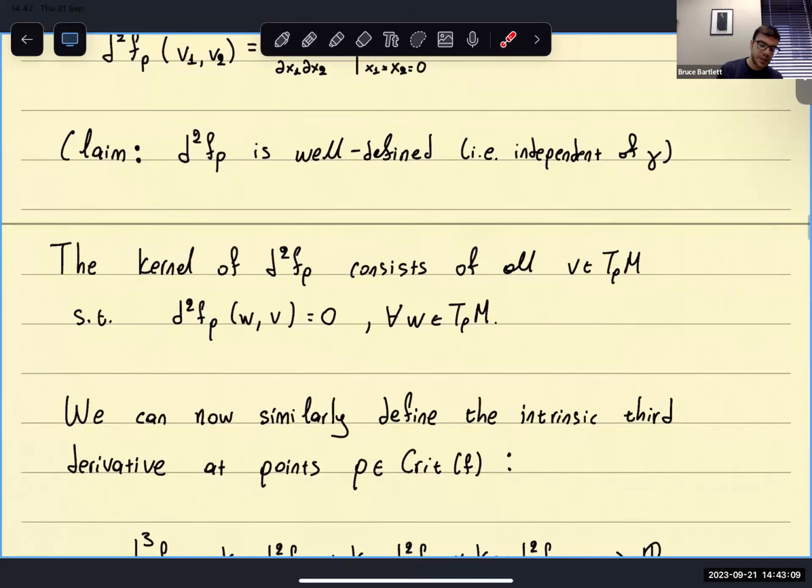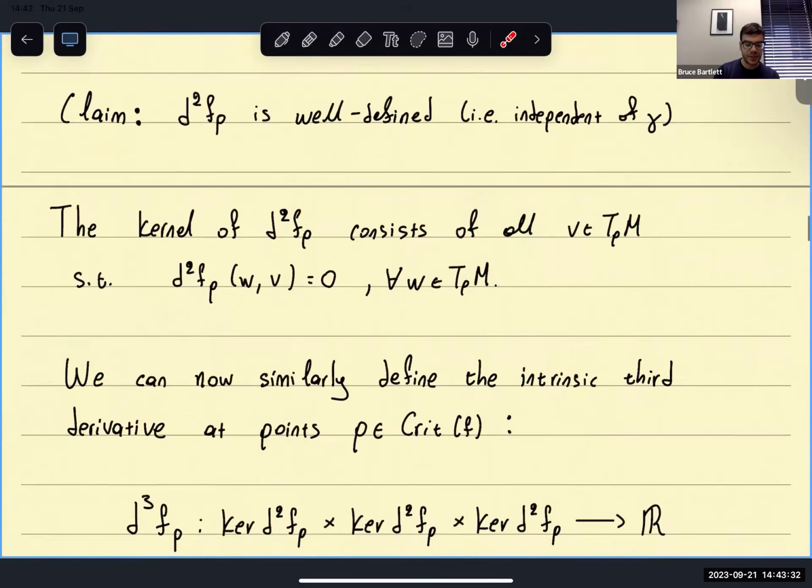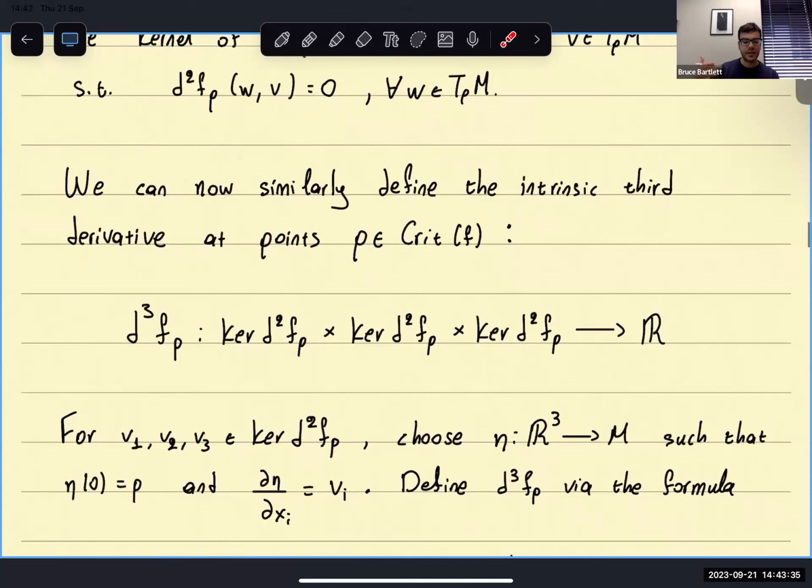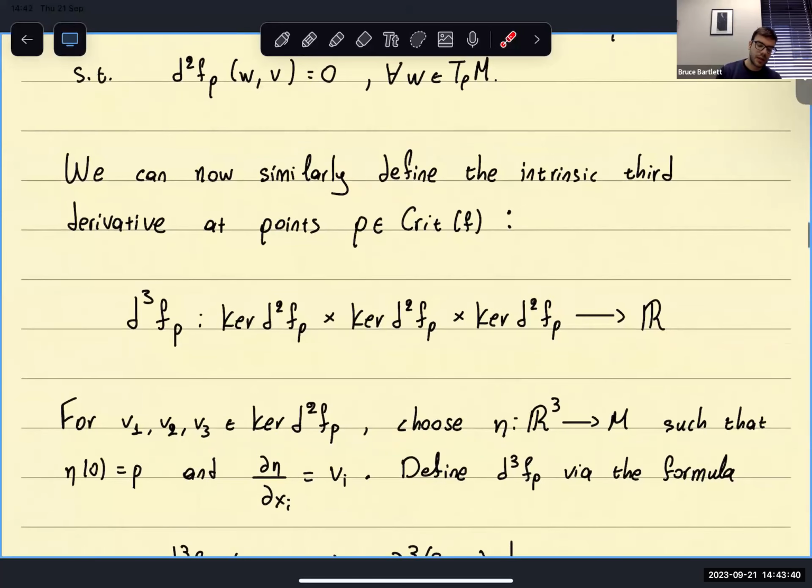And then this bilinear pairing is going to have a kernel, so it's going to be all of these vectors in the tangent space such that they basically kill everything when it's paired with them. And so once you have this intrinsic Hessian, you can have an intrinsic third derivative map. That would be a map going from the product of the kernel of the Hessian with itself 3 times to R. It's a trilinear pairing.